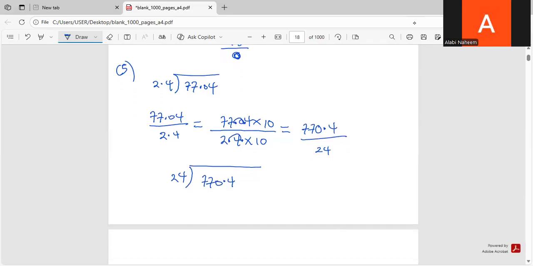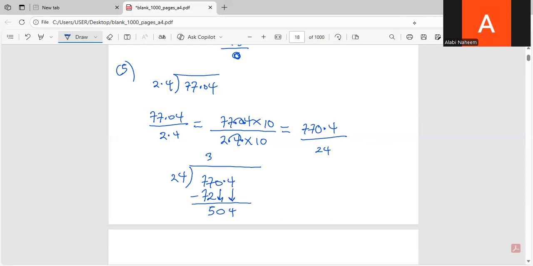24 in 7, 7 is smaller. Now see 24 in 77, that's 3. 24 times 3 is 72. So we subtract. 77 minus 72, that's 5. Then 50. So 5, 0, and then 4. The 0 here, transfer it downwards. The 4 here, transfer it downwards.